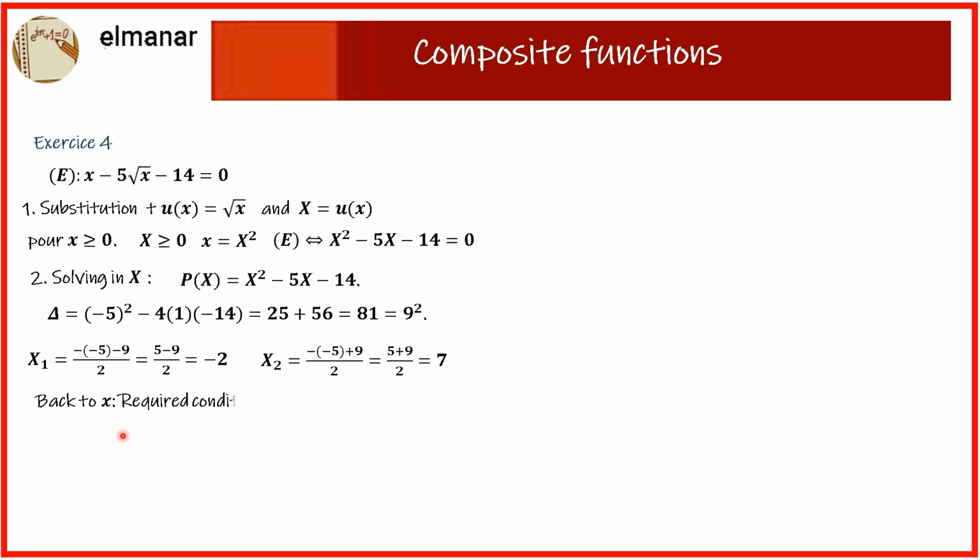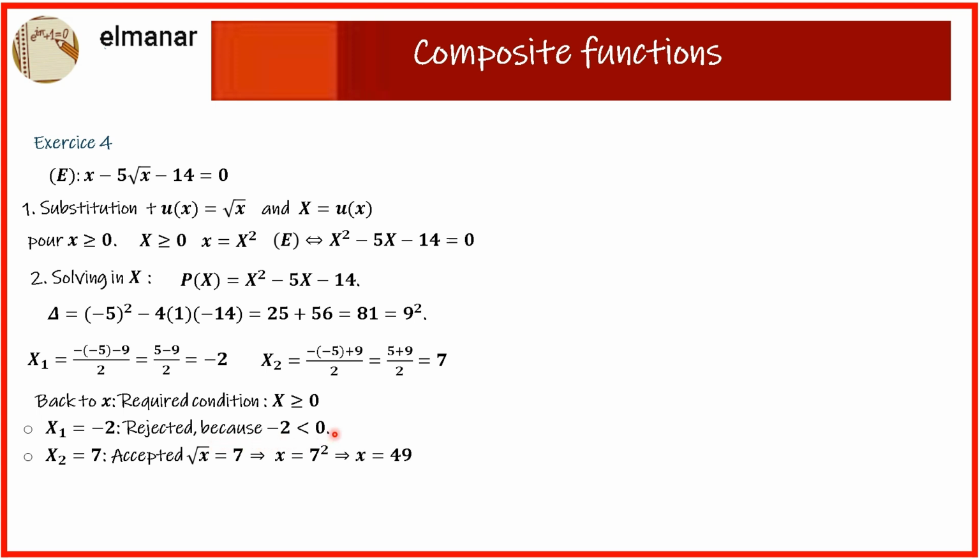Return to x. The required condition imposes that X must be greater than or equal to 0. The value X1 equal to −2 is rejected because it is strictly less than 0. The value X2 equal to 7 is accepted. Therefore, √x = 7, which means that x = 7², that is 49.